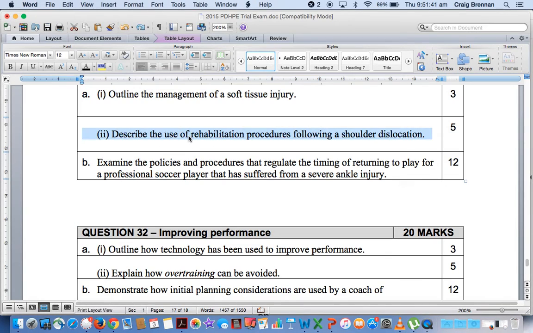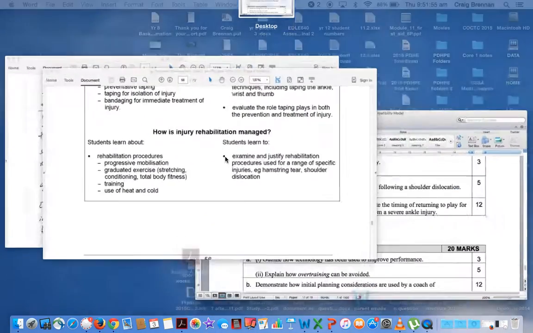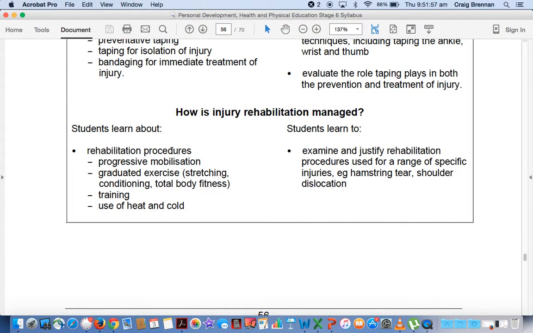We're going to look at question 31a part 2. Describe the use of rehabilitation procedures following a shoulder dislocation, and it was worth 5 marks. The main point here being the rehabilitation procedure. We go and have a look at our syllabus. Rehabilitation procedures, and it actually talks about shoulder dislocation.